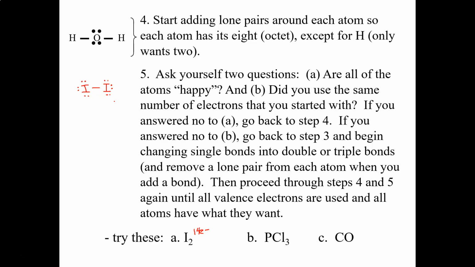Obviously, that was a really simple one, but it's going to happen that way. They're not always going to be really, really complex. I want you to be able to understand how to do that. So we start simply. All right, let's try the next one. The next one is PCl3. All right, so first thing I want you to do, pause this and determine how many valence electrons are in PCl3.